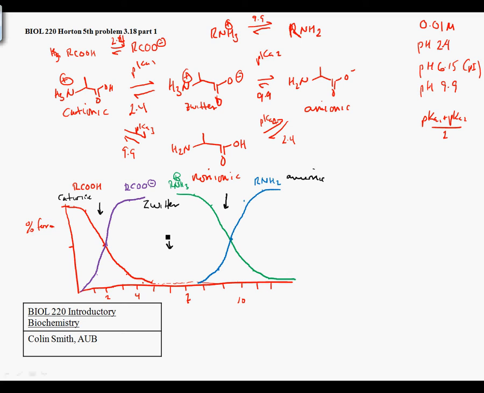And the question is, what about the neutral? And the neutral form, this non-ionized form, is going to be the product of the concentration of this unionized carboxylic acid down here times the concentration of the non-ionized, the neutral amine. So where this curve, the product of the proportion of this times the proportion of this, is going to be the concentration of the non-ionic form.